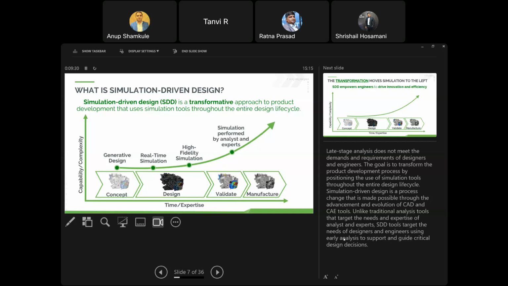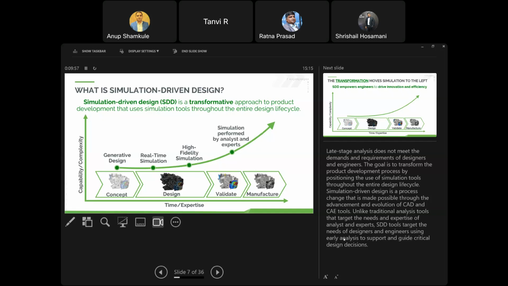And when you want to do more in-depth analysis, something like a drop test, impact test, or maybe vibration, where a lot of high fidelity simulations are required, and when you want to get in depth in terms of multi-physics, coupled analysis, that is analysis which should be performed by analysts or experts. So what are the different solutions that are available?